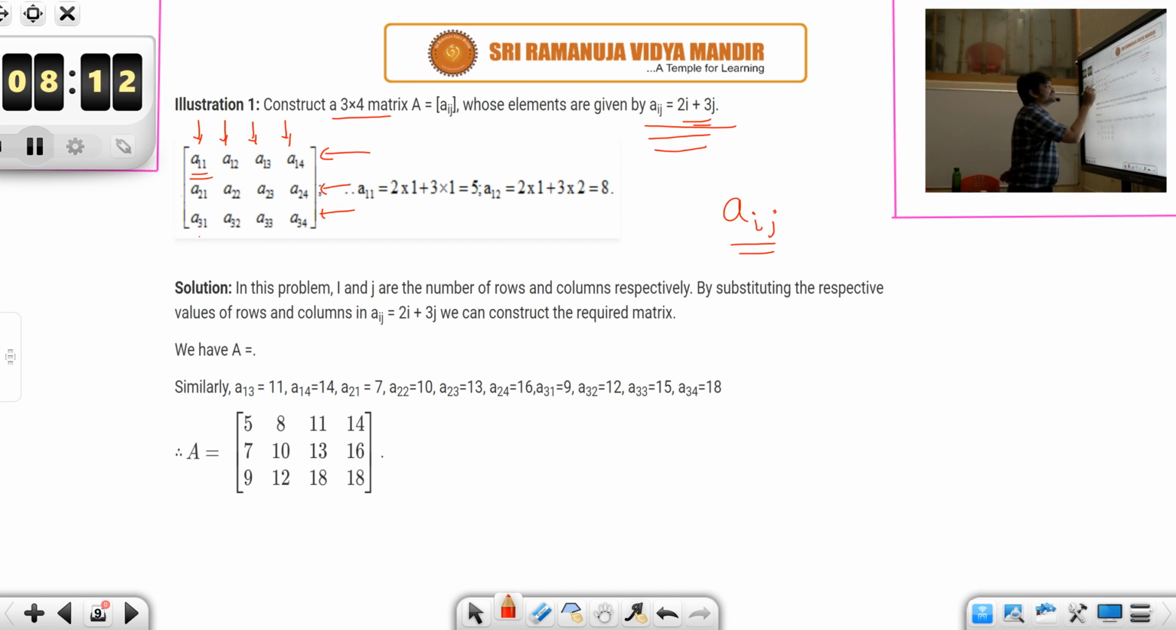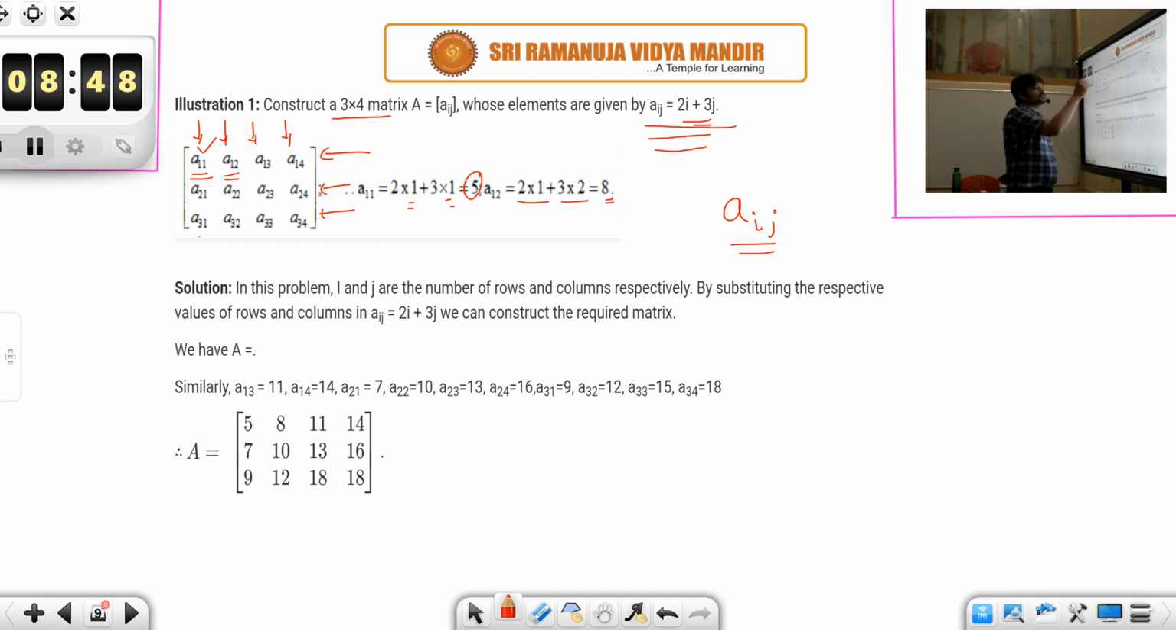So here look at A11. Here in A11, what is the I, the row number? It is 1. And what is the J, the column number? It is 1. So you could find A11. A11 is given by 2 times 1 plus 3 times 1. So you will be getting 5. So in this way you could solve this element. Similarly, if you want to calculate A12, here I is 1 and J is 2. But A12 is given in terms of I and J as 2i plus 3j. So again 2 times 1 plus 3 times 2. So you will be getting 8.